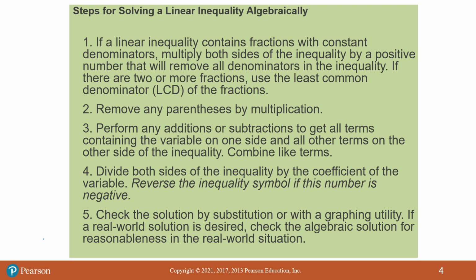Step 2, we will remove any parentheses by multiplication. Step 3, we will perform any additions or subtractions to get all terms containing the variable on one side and all other terms on the other side of the inequality. Then we will combine like terms. Step 4, we will divide both sides of the inequality by the coefficient of the variable. We will reverse the inequality symbol if this number is negative.